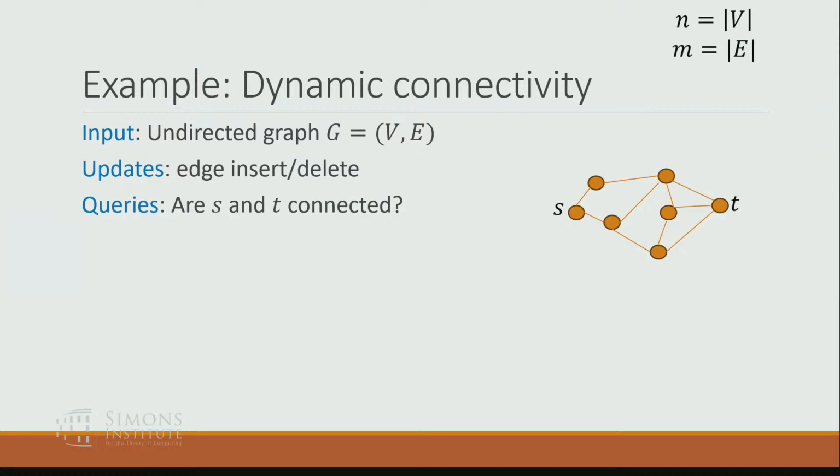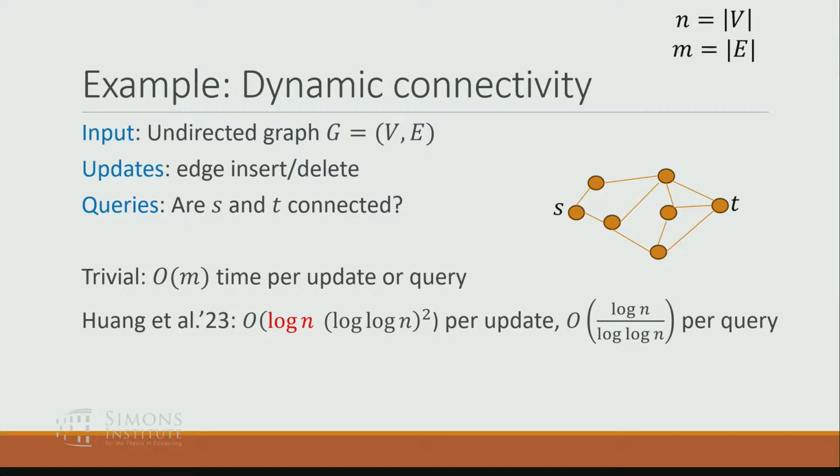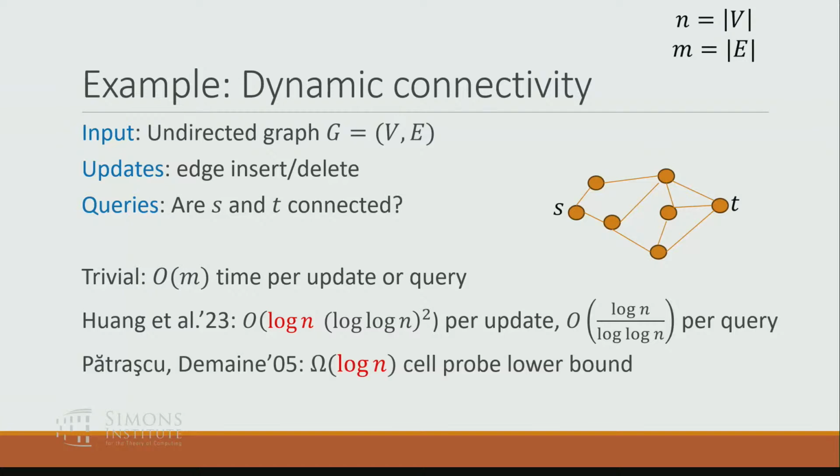Fortunately, there are very fast algorithms for this problem. The most recent one that I could find could perform insertions and deletions in log n times log n squared per update, I guess amortized, and this much time per query. N is the number of vertices here, but it doesn't matter because M is at most n squared. This is super fast, much better than order n. There is a lower bound under the cell probe model of computation that you need log n queries to the memory in order to update the data structure.